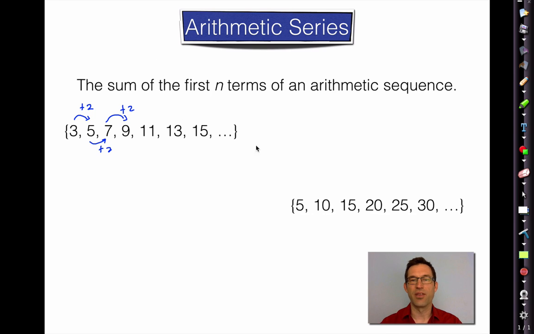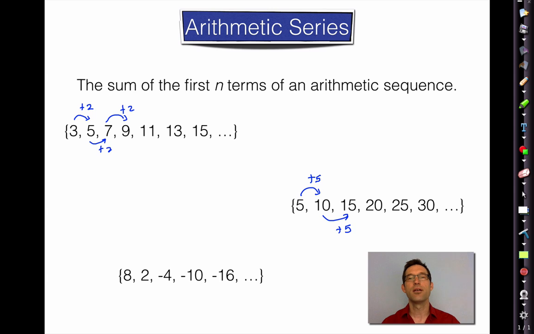Likewise, we could have something like this where we're adding 5 each time to get to the next term, right? These are all examples of arithmetic sequences. We can obviously add a negative here. We're adding a -6 each time, which of course has then the effect of subtraction. And that's okay to think about it that way too, as long as you recognize that it's an arithmetic series. All of these things are arithmetic series.